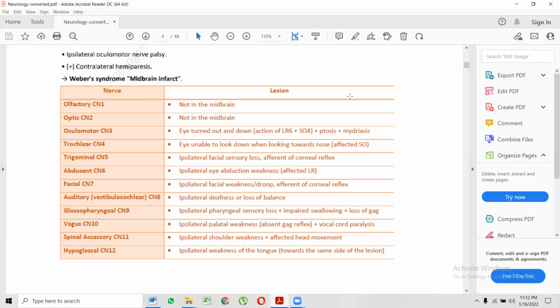Now the second nerve that originates from the midbrain is the trochlear nerve. The trochlear nerve supplies the superior oblique muscle. The function of the superior oblique muscle is that it moves the eye downward. So whenever there is a lesion of the trochlear nerve, or cranial nerve 4, the eye will be unable to look downward.